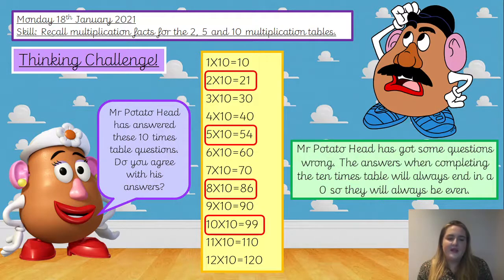Okay, well done. 2 times 10 would equal 20, so we can help Mr. Potato Head there by correcting him. 5 times 10 then, what would that be? Well done, 50. 5 times 10 is 50, not 54. 8 times 10, what would that be? Well done, it would be 80, not 86. And finally then, 10 times 10, he put 99, and I'm sure we all know that one, year 2. What's the answer to that one? Well done, 10 times 10 is 100. Well done.